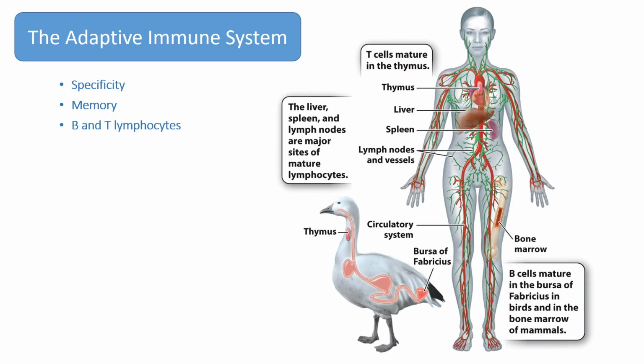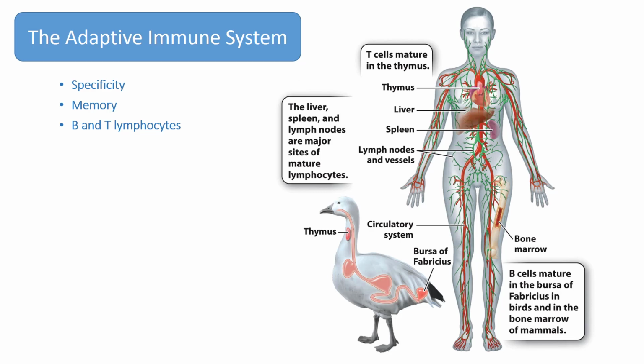T cells mature in the thymus, an organ of the immune system located just behind the sternum or breastbone. B cells mature in the bone marrow of mammals. Both B and T cells circulate in blood and lymphatic vessels. They can also be found in the spleen, liver, and lymph nodes.